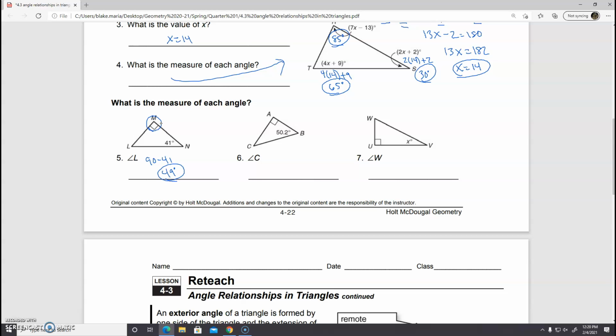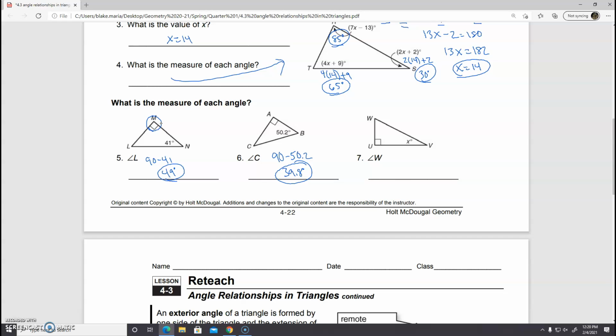All right, same concept here. You can just do, because it's a right triangle, you can just say 90 minus 50.2. All right. And again, that's just that corollary that we talked about up top. So we got 39.20.